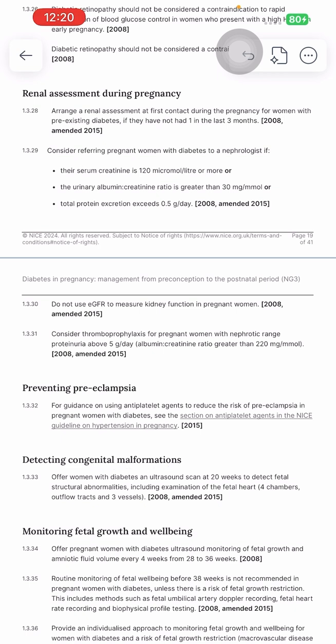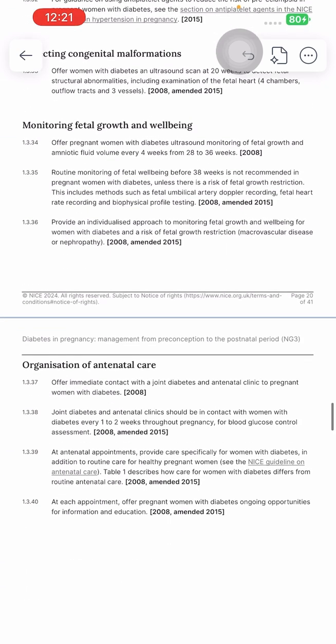Detecting congenital anomalies: offer women with diabetes an ultrasound at 20 weeks to detect fetal structural anomalies, including examination of the fetal heart, four chambers, outflow tract, and these vessels, because usually they have cardiac anomalies.